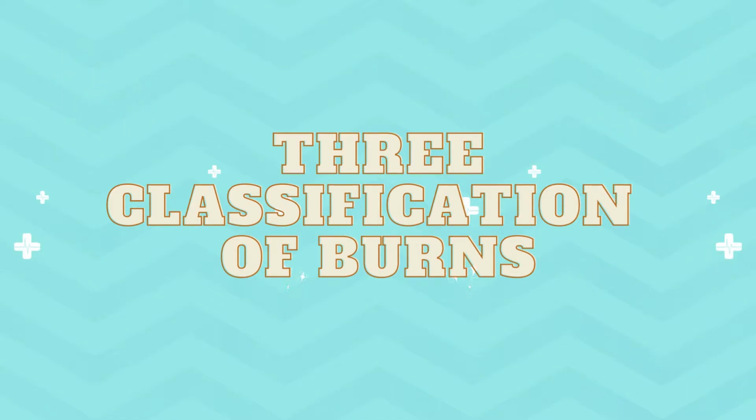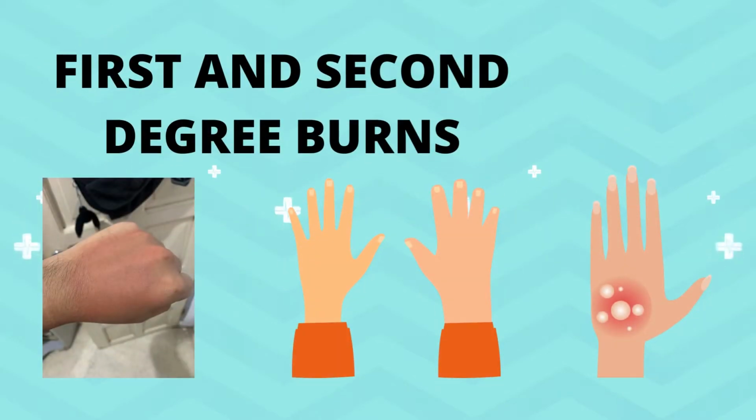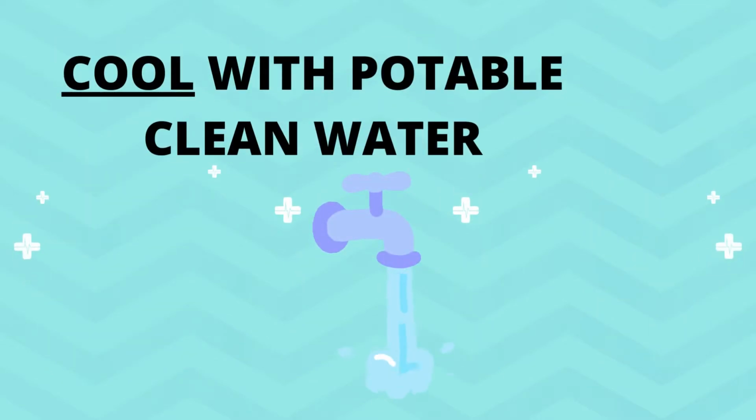Remember that there are 3 classifications of burns, but how will you know which one it is? For first and second degree burns, both can have visible redness of the skin, swelling, and pain. If there are blisters, then it's a second degree burn. The next thing you'll do is cool the burn with potable clean water for 5 to 10 minutes or until the pain subsides.